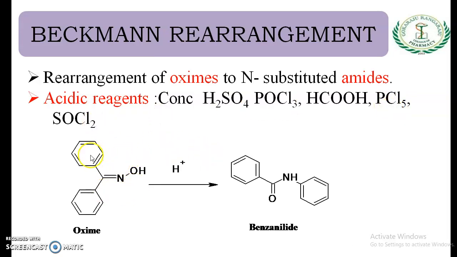So you can just see the example here. This is the most common example which we perform in a laboratory, where benzophenone is converted into an oxime, which on further treating in presence of strong acidic reagents like phosphorus oxychloride or phosphorus pentachloride or thionyl chloride will be converted into benzanilide. So this is an example for Beckmann's rearrangement, where an oxime is getting converted into an amide, a substituted amide.